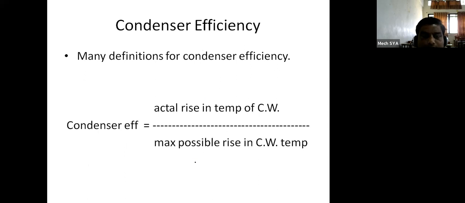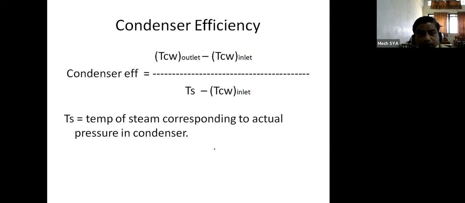Now another efficiency is condenser efficiency. Many definitions are there for condenser efficiency. It is the ratio of the actual rise in temperature of cooling water to the maximum possible rise in temperature of cooling water. TW outlet minus TW inlet, or TW2 minus TW1, divided by TS. This is latent heat, therefore the temperature remains constant, which we are assuming as TS.